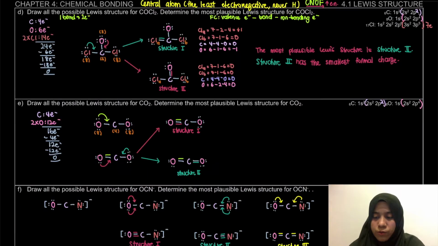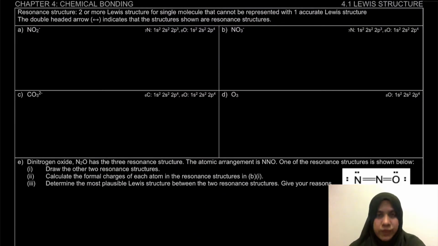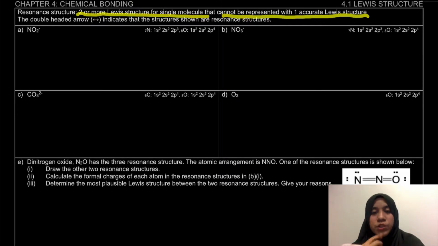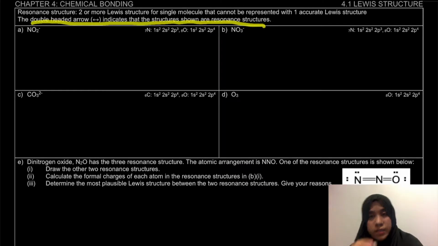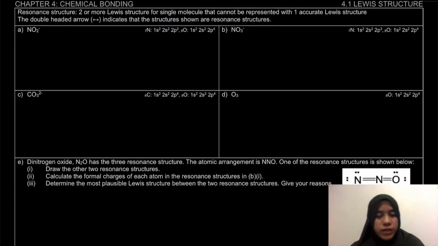So on your notes it will be on page 9. So what is actually a resonance structure? Resonance structure is two or more Lewis structures for a single molecule that cannot be represented with one accurate Lewis structure. Okay, and the double-headed arrow indicates that the structures shown are resonance structures. Okay, so let's look here.